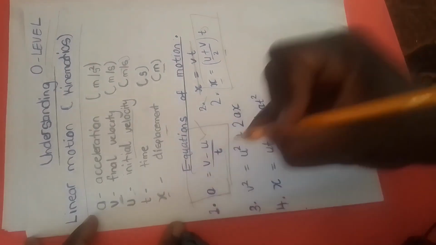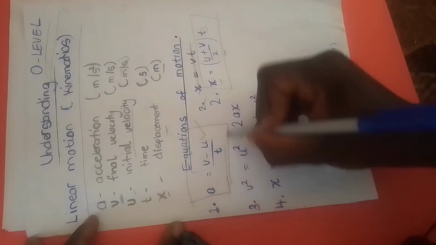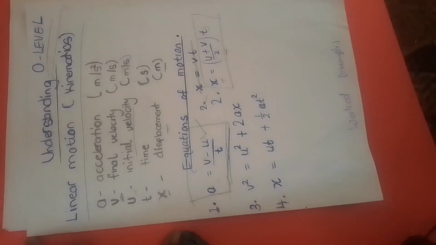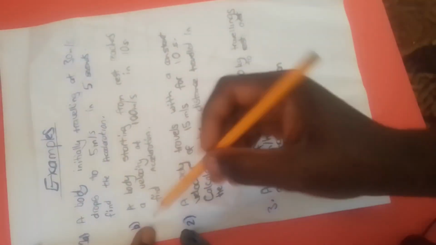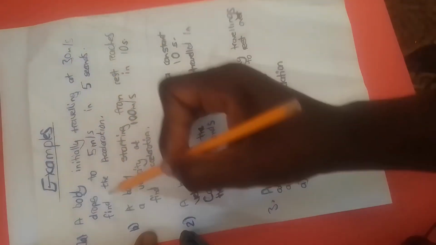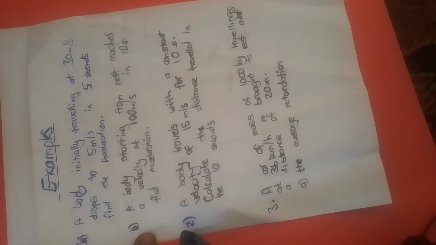The first equation, we said that A is equal to V minus U over T. So let's look at a problem that involves that. Let's start with number 1A. A body initially traveling at 30 meters per second drops to 5 meters per second in 5 seconds. Find the acceleration. That is absolutely easy.